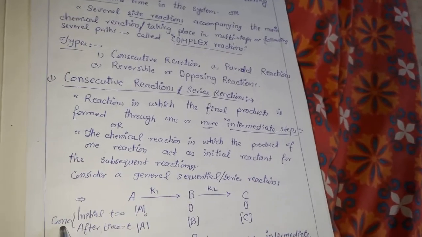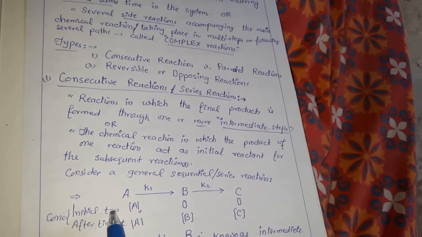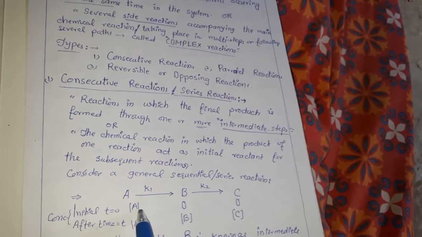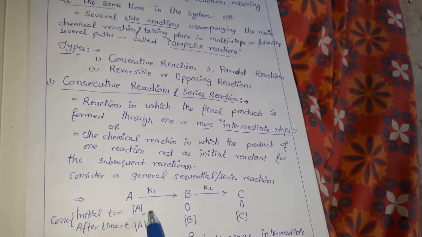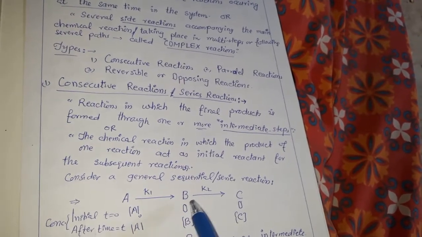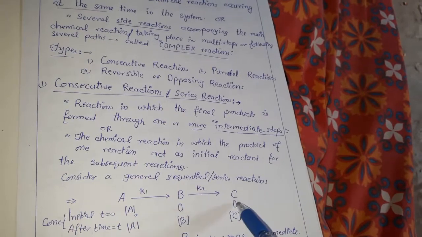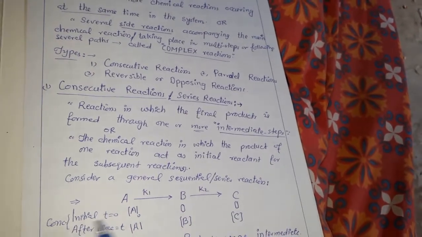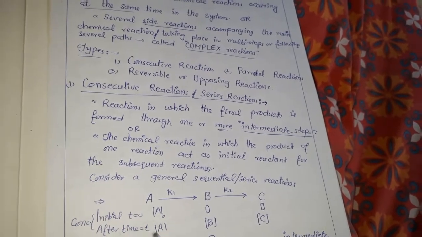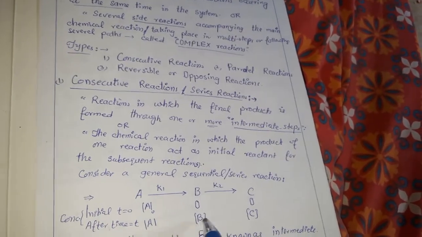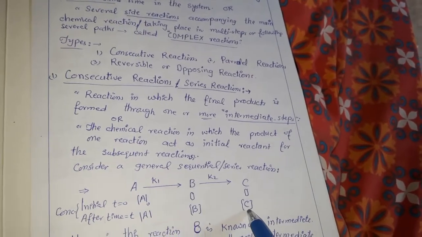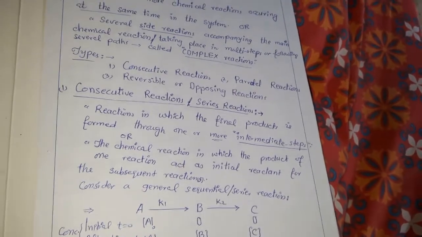So the concentration of reactant and product at different times. At initial time, the initial concentration of reactant is represented with a naught, and at zero time we have no intermediate, and we don't have any product at the beginning of the reaction. After a certain time t, we have reactant A left, and the concentration of product B, the intermediate form, is B, and similarly C is C.